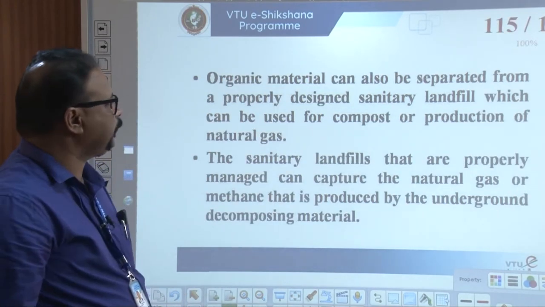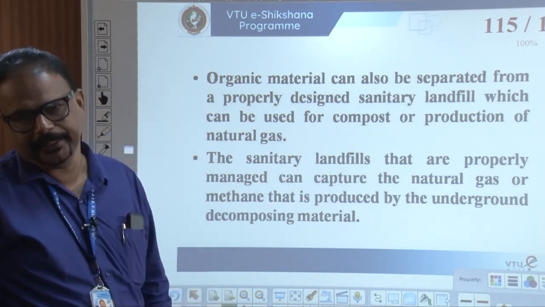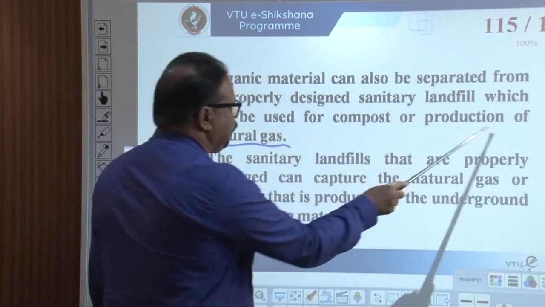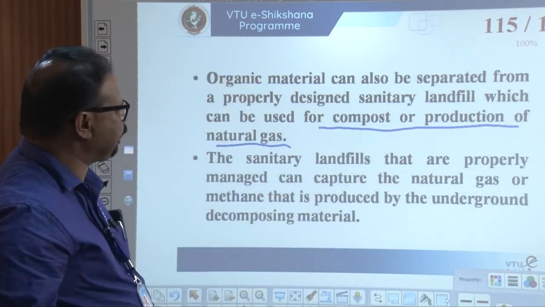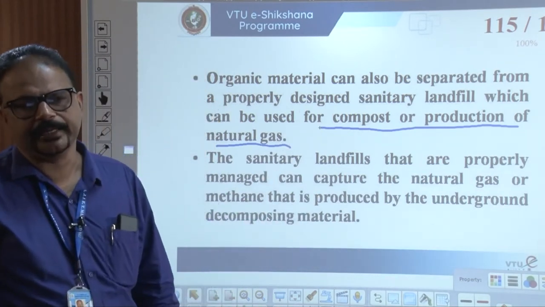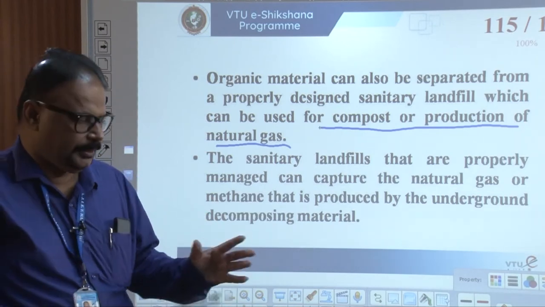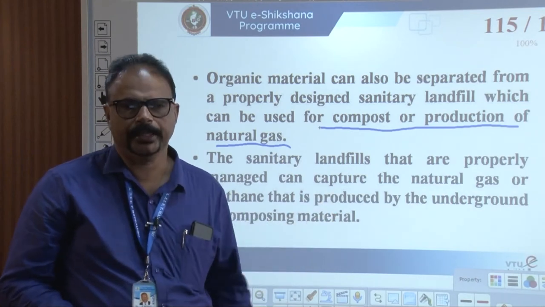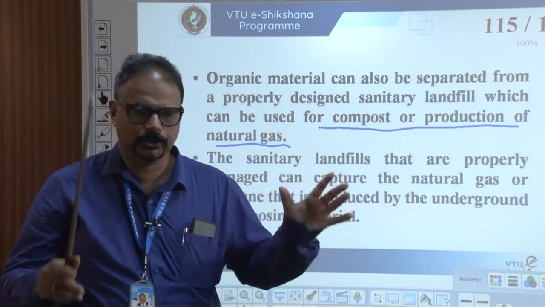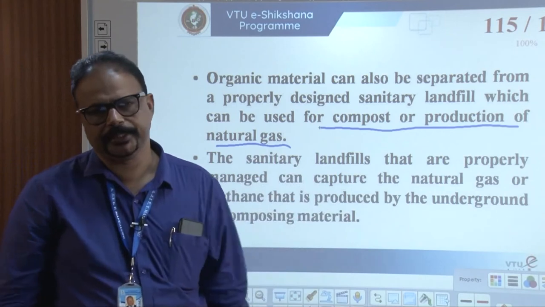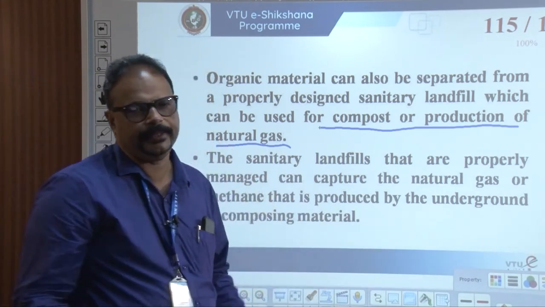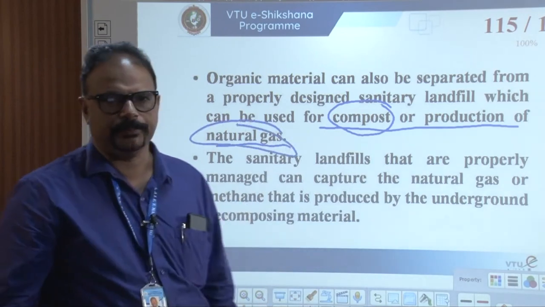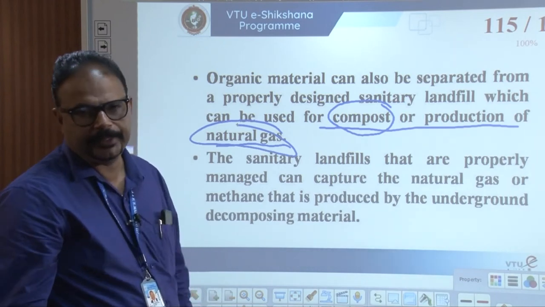Then organic material can be separated from a properly designed sanitary landfill, which can be used for compost or production of natural gas. So this is also very important, production of compost. Nowadays we are separating the food waste in households and residences, they keep all the food waste separately, okay. Separate bins are used. While collecting, the municipality people take food waste separately and other waste separately. This can be used for production of compost, vermicompost, or natural gas. Production of compost and production of natural gas can be done, okay.